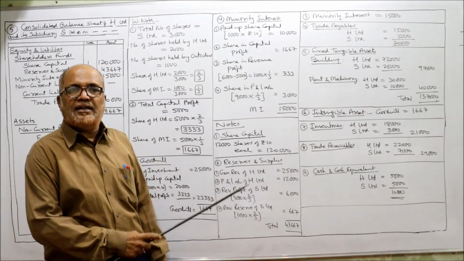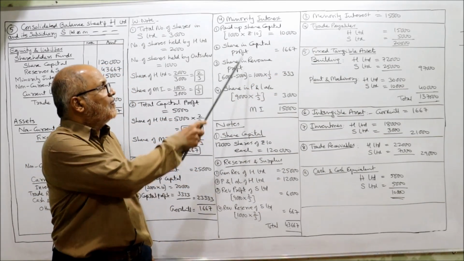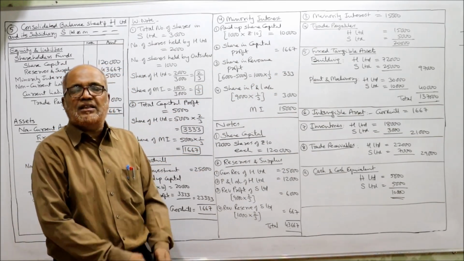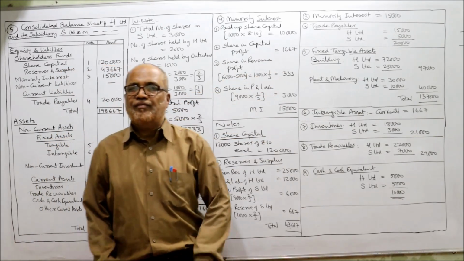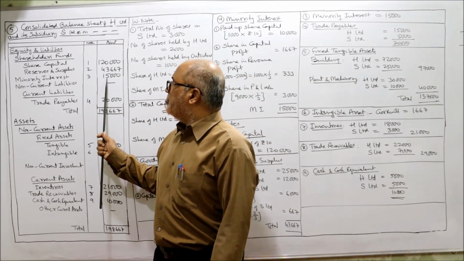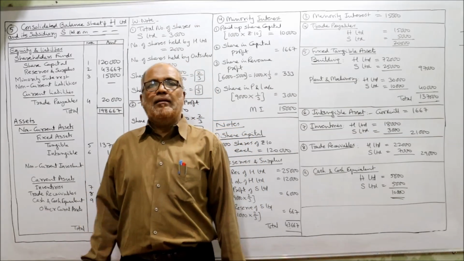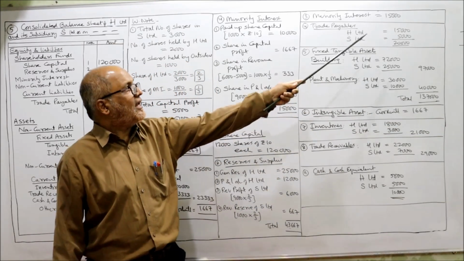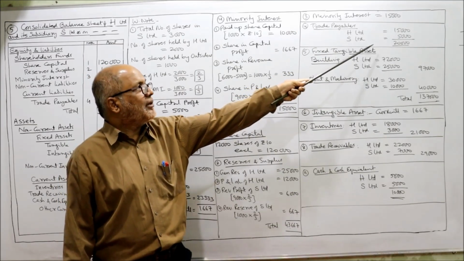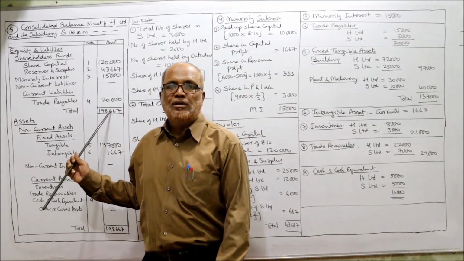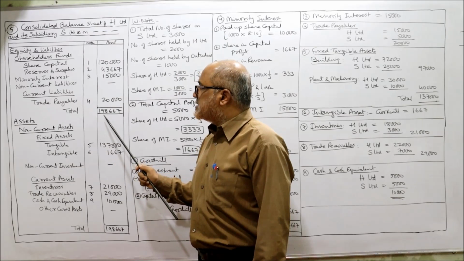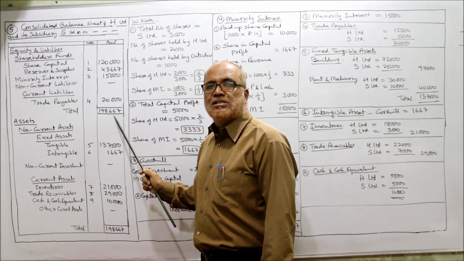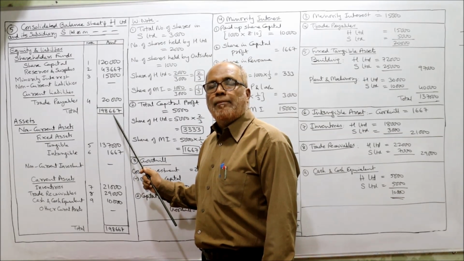Already we have calculated the minority interest here in working notes, 15,000. So minority interest 15,000 I have taken here. Trade payable, creditors. Add up the creditors of H Limited and S Limited. Trade payable 20,000. I have taken 20,000. So the total of the liability side is 1,98,667. Liability side completed.